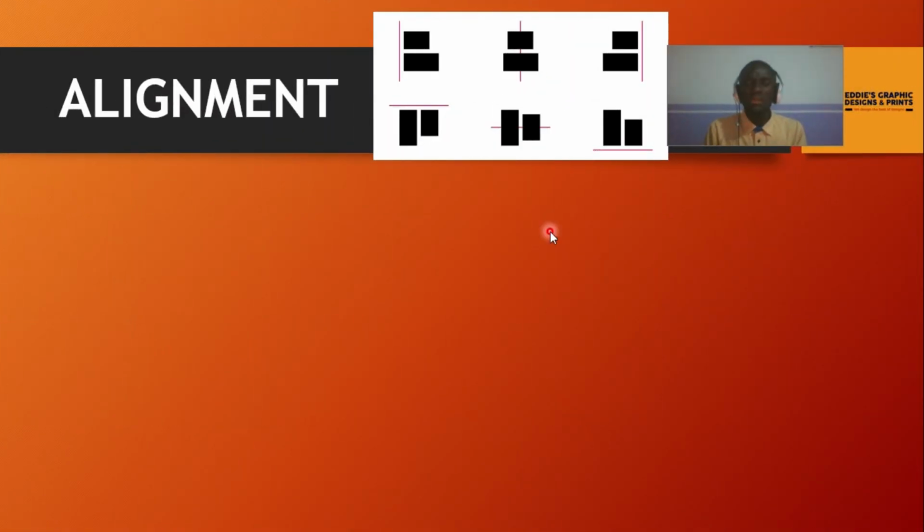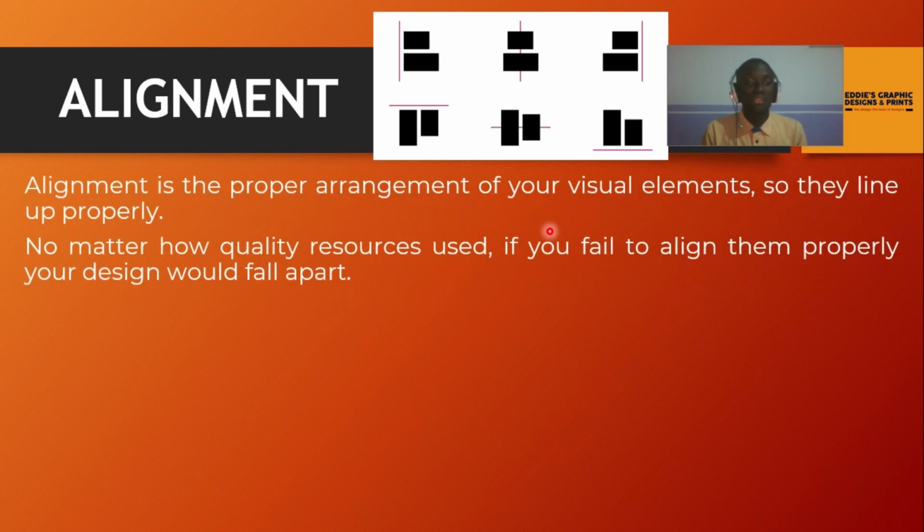Alignment. Alignment is very, very important. You cannot design your work and then arrange it anyhow. You could see the image here, text here. It's not professional. For you to make your design professional, you need to know how to align them. So alignment is the proper arrangement of your visual elements so they line up properly.